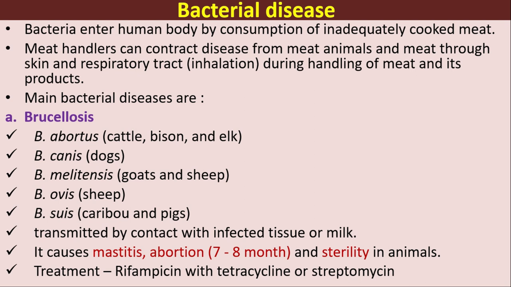Main bacterial diseases are brucellosis. Brucella abortus causes disease in cattle, bison and elk, Brucella canis in dogs, Brucella melitensis in goats and sheep, Brucella ovis in sheep, Brucella suis in caribou and pigs. It is transmitted by contact with infected tissue or milk. It causes mastitis, abortion at 7 to 8 months, and sterility in animals. Treatment: rifampicin and tetracycline or streptomycin are used to treat brucellosis.